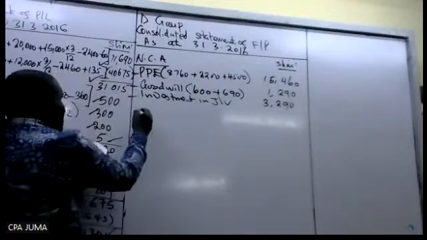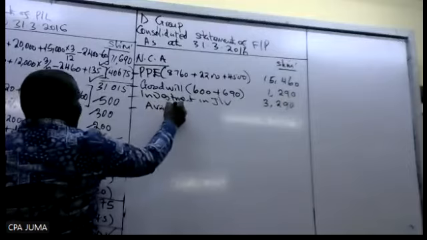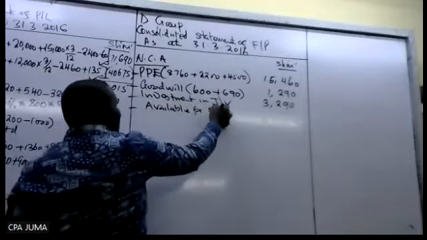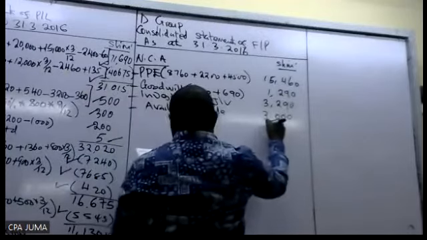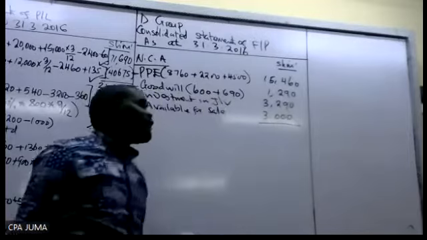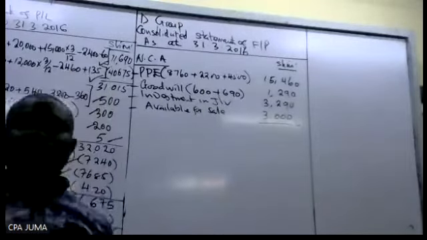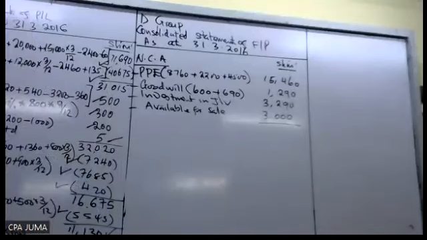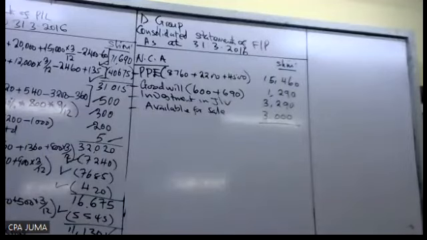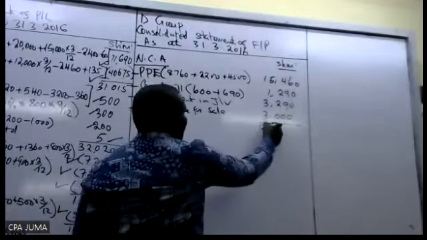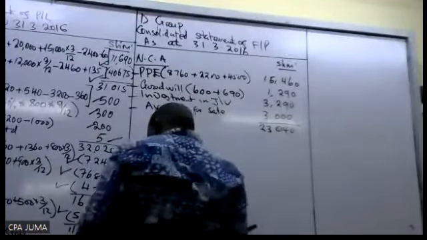Available for sale financial assets. Available for sale, your story 3,000. Yes. And you get 23,040. Give us current assets.